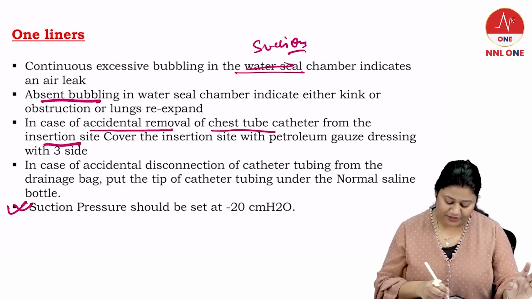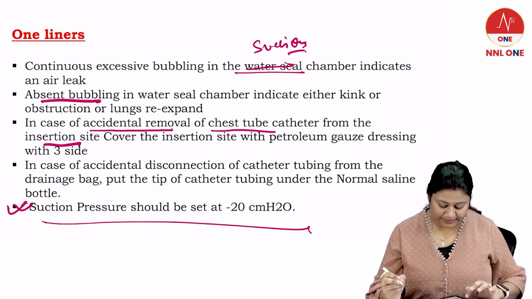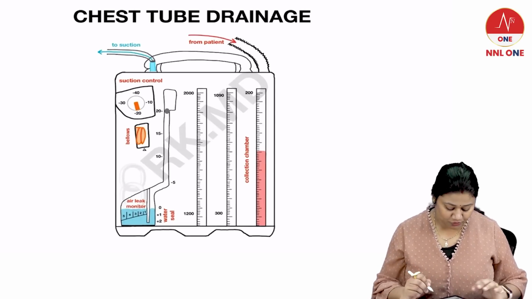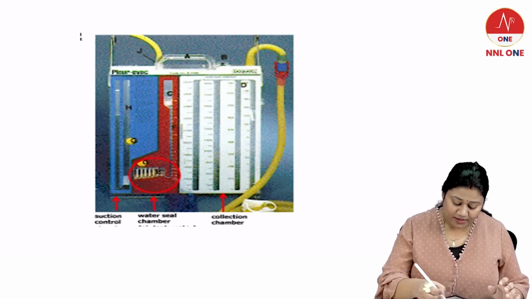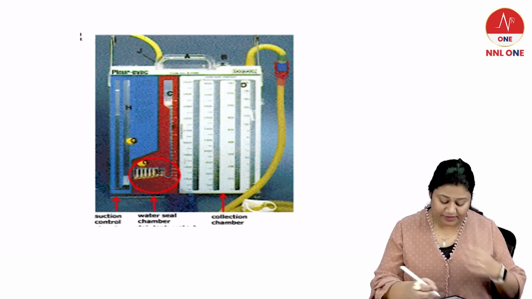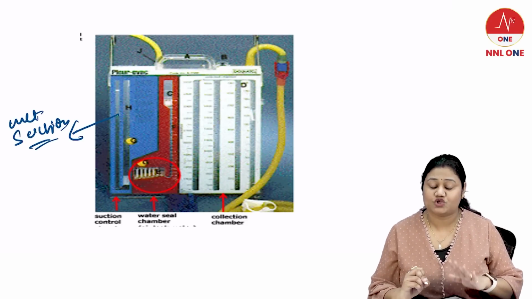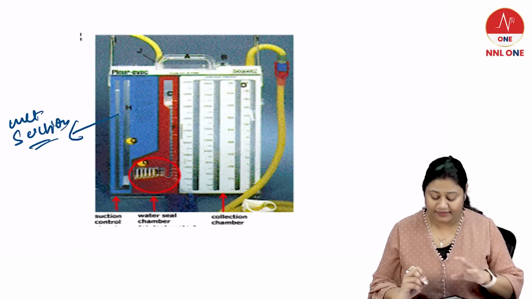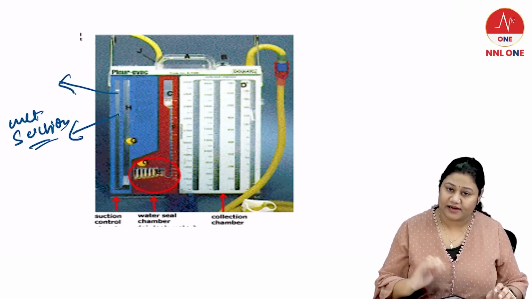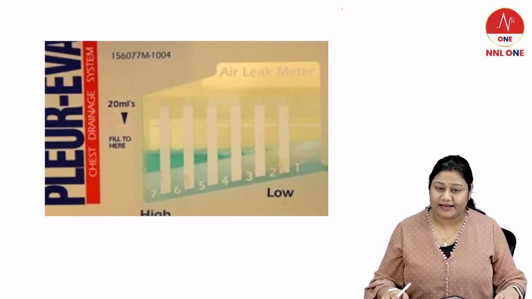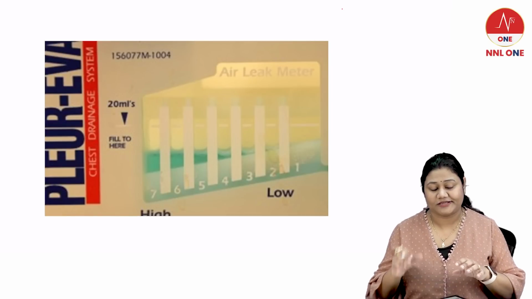Tubing suction pressure we have already discussed. It should be minus 20 centimeter of H2O, right? So this is how the chest tube looks like. And yes, this is another chest tube underwater seal drainage with the wet suction chamber. So here we have a wet suction chamber, which will have sterile water in it, and here you can see continuous bubbling, right?